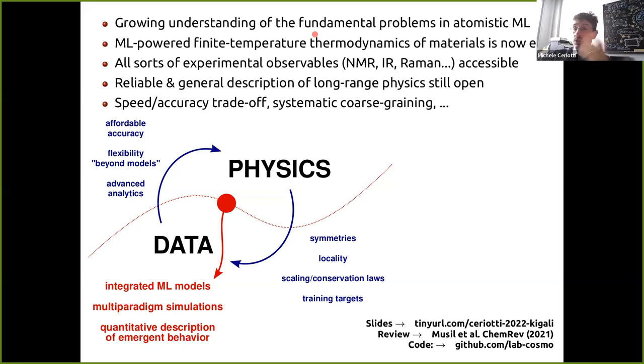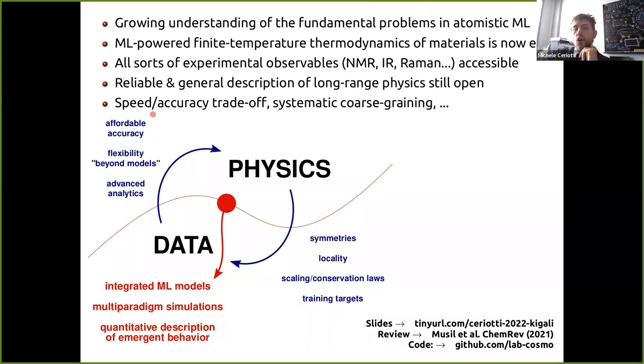And now, using machine learning potential, this has become much, much, much cheaper and easier. And I think that very soon, also, all sorts of experimental observables will become accessible, which is really going to simplify a lot of comparison between experiments and theory, because you don't need to do electronic structure calculations to compute the infrared spectrum of a material and so on and so forth. So one problem that I don't think is entirely solved, even though there are many potential solutions out there, is the problem of long-range physics.